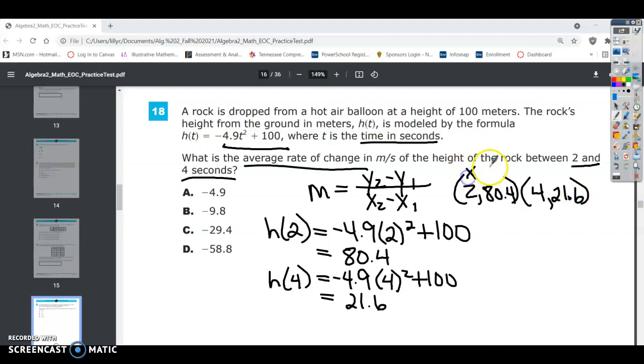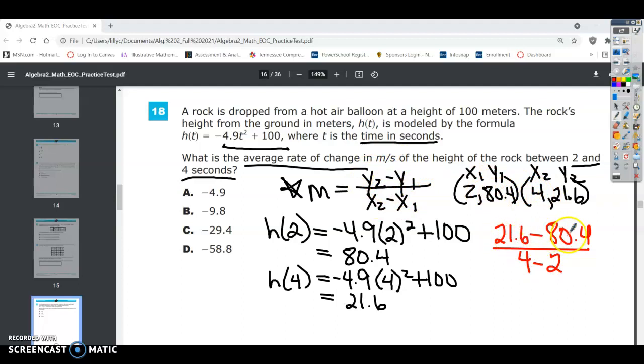Now, this is our x and y from the first point, and x and y from the second point. So now we're going to use this formula here to find the average rate of change. So I'm going to change the color here so it's easier to separate it from this. All right, so I'm going to do 21.6 minus 80.4 over 4 minus 2. All right, so I just took these points and plugged them into this formula.